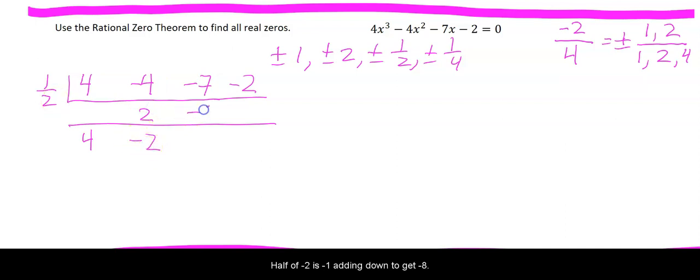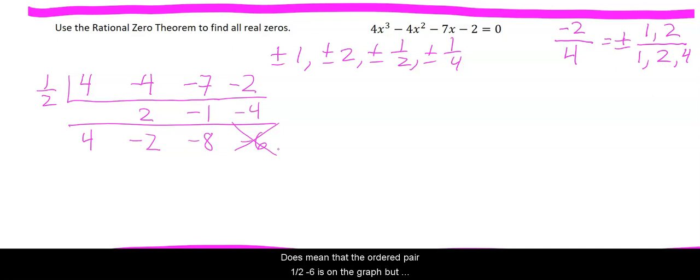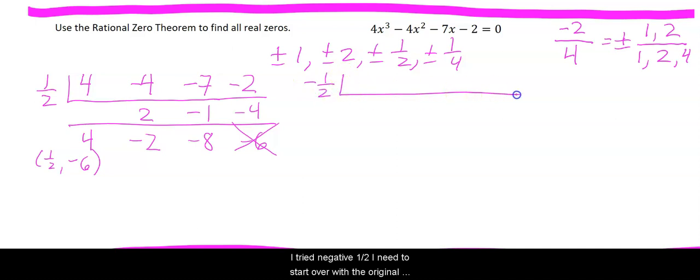Half of -2 is -1. Adding down, I get -8. Half of -8 is -4. But when I add down, I get -6. It does mean that the ordered pair 1/2, -6 is on the graph, but it is not an x-intercept or solution. I'll try another number. Let's try -1/2. If I try -1/2, I need to start over with the original coefficients since I have not yet found a factor.